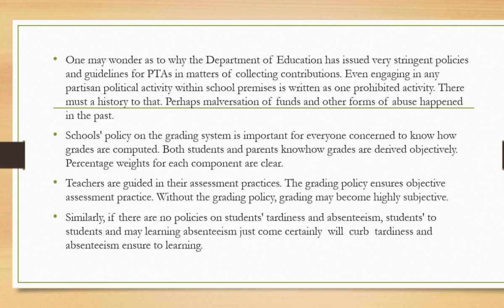Next, the school's policy on the grading system is important for everyone concerned to know how grades are computed. Both students and parents know how grades are derived objectively. Percentage weights for each component are clear. What is the importance of the grading system? The primary purpose of the grading system is to clearly, accurately, consistently, and fairly communicate learning, progress, and achievements to students, families, post-secondary institutions, and prospective employers.